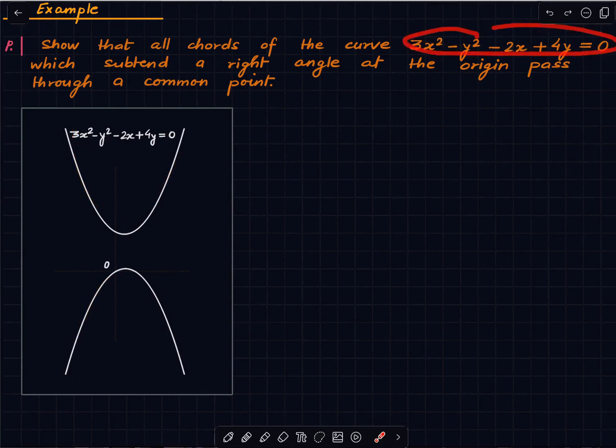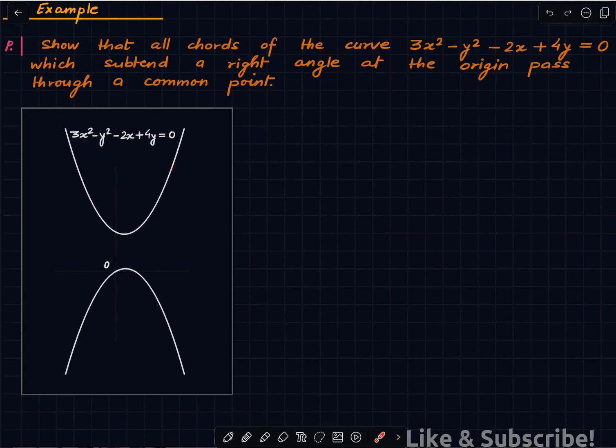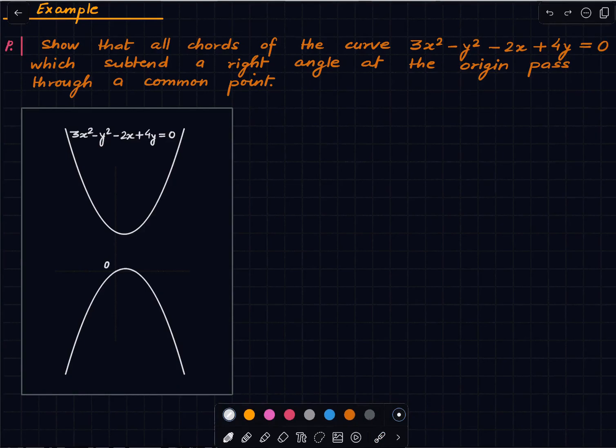So we have this curve, and we want to show that suppose you take a chord of this curve. So what is a chord of this curve? You take two distinct points on this curve and join them via a line segment. That is called the chord of this curve. So amongst all the chords, some of the chords will subtend an angle of 90 degrees at the origin. What does that mean? So suppose you take 2 points, let's say this point and that point on this curve, and then join them with the origin and find out this angle.